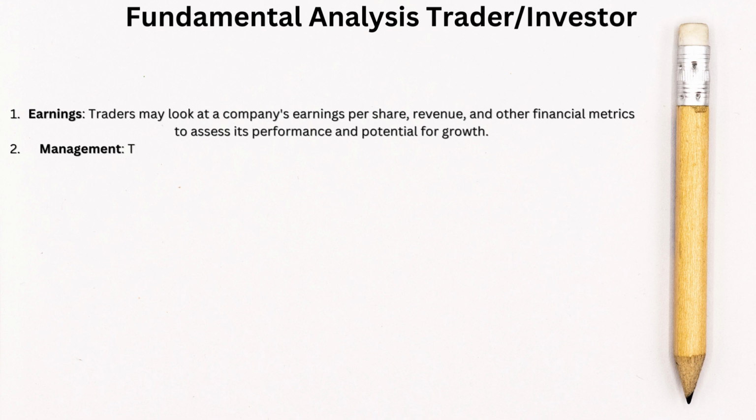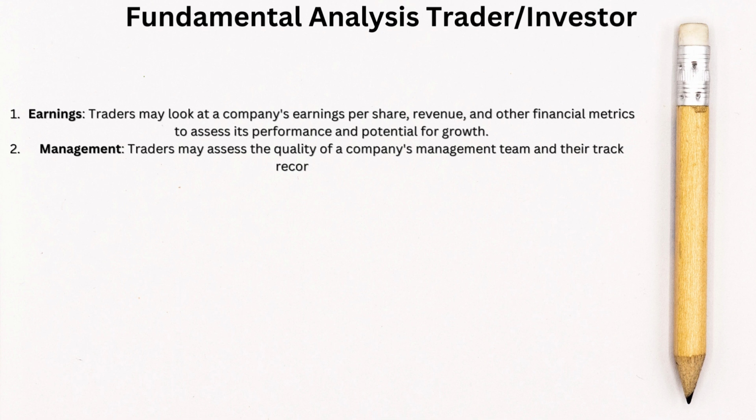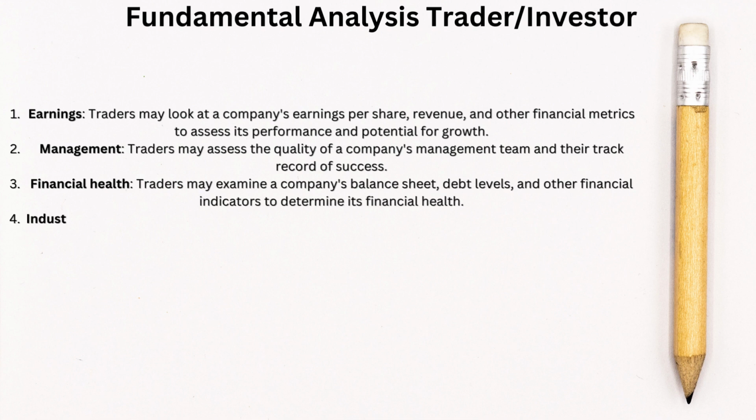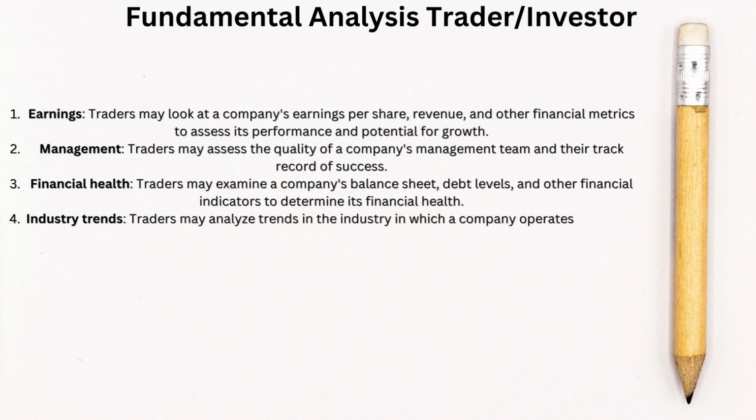Number 2, management. Traders may assess the quality of a company's management team and their track record of success. Number 3, financial health. Traders may examine a company's balance sheet, debt levels, and other financial indicators to determine its financial health. Number 4, industry trends. Traders may analyze trends in the industry in which a company operates, including changes in demand, competition, and regulatory environment.